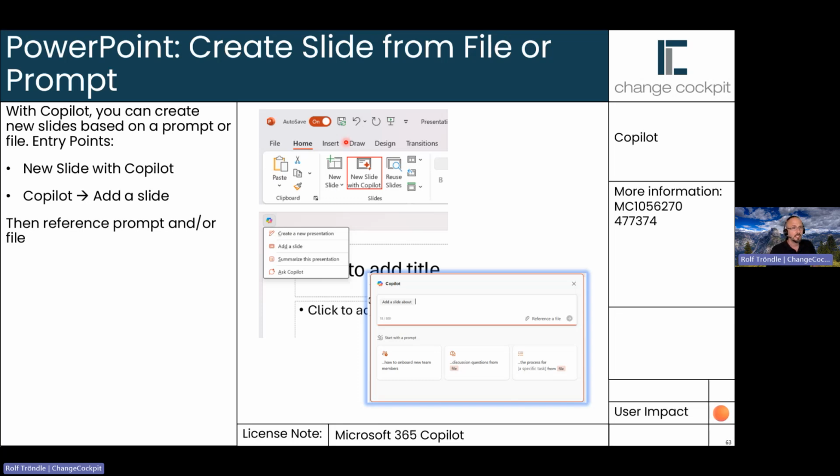PowerPoint will get some additions regarding Copilot. First of all, create a slide from a file or using a prompt. So you have more entry options like new slide with Copilot. That's one. The other entry option is to just create or add a slide using the Copilot button. Afterwards, either enter the prompt and or add files, reference files to use for this particular slide.